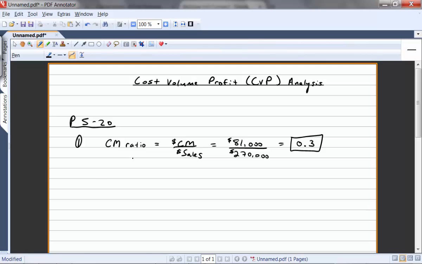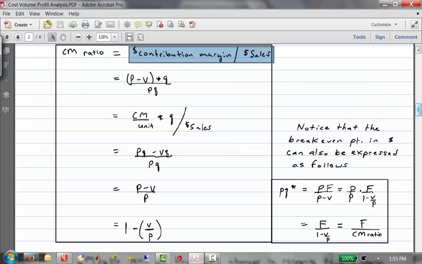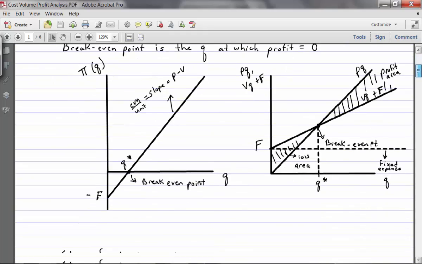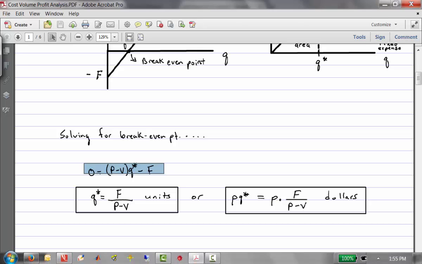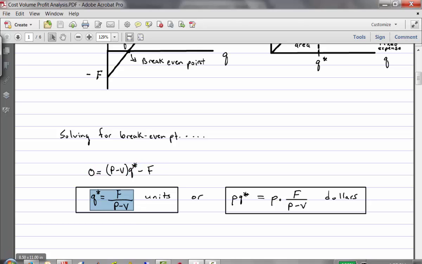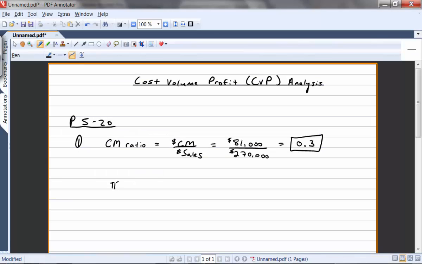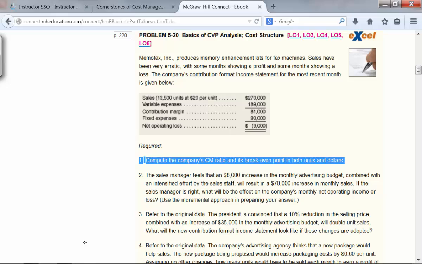Now, they want the break-even point. Well, again, we can go to the lecture notes. We can see that the break-even point occurs by setting the profit equation equal to 0 and solving for Q. So profit as a function of Q, number of units sold, is equal to the price, which is $20. I'm going to suppress the dollars here. Profit is equal to sales, which is price times quantity, minus variable expense times quantity, minus the fixed expenses, and the fixed expenses they tell us are 90,000.